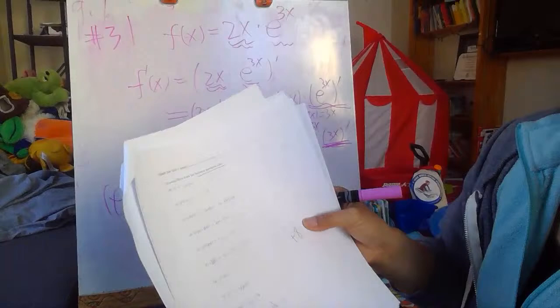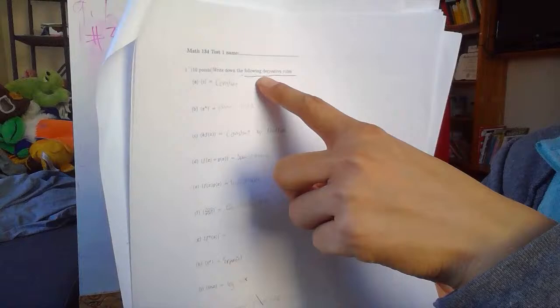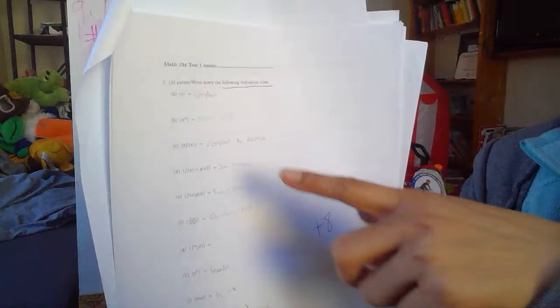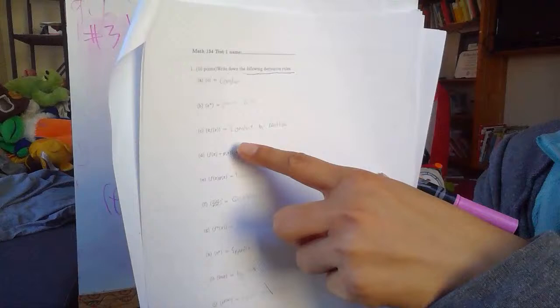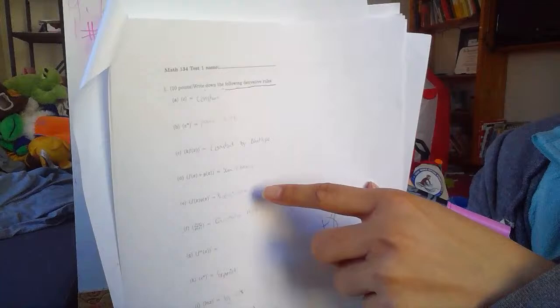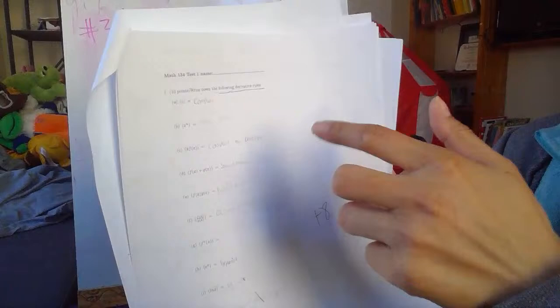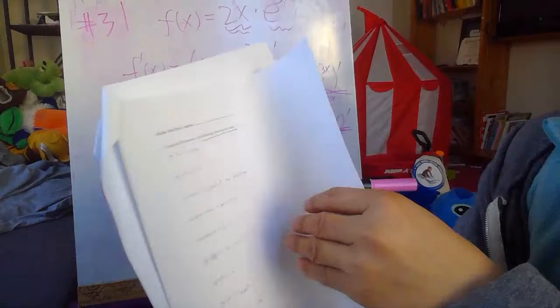The first one, maybe I wrote it down not very clearly. Write down the following derivative rules. So you need to write down the formula, not the name. Some students write down the name. Say the first one is the constant rule. Second one is the power rule. So I don't want you to list the names of derivative rules. I want you to write down the formula for each derivative. This is one common mistake. Maybe it's because I didn't write it down very clearly.